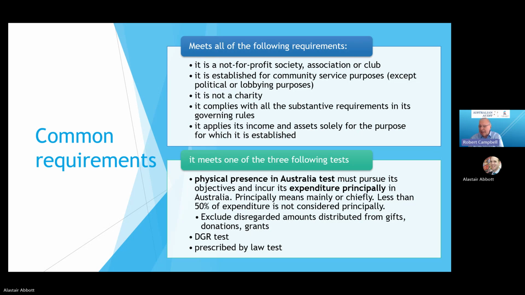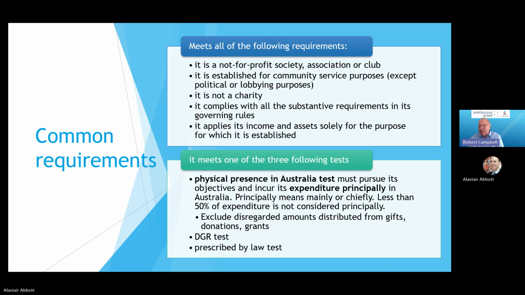Now, people gloss over that, but they often find, with close examination of their governing rules, they might be doing things which are called ultra vires. In other words, without a power to do those things in their constitution. So we all straight away go to the importance of the governing rules of the entity. And frequently they are not revisited apart from voting rights. It applies its income and assets solely for the purpose for which it was established.